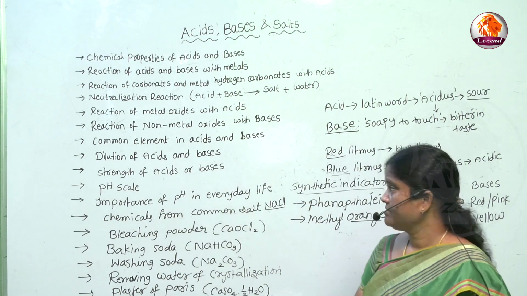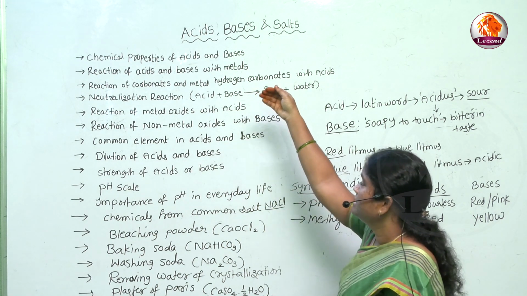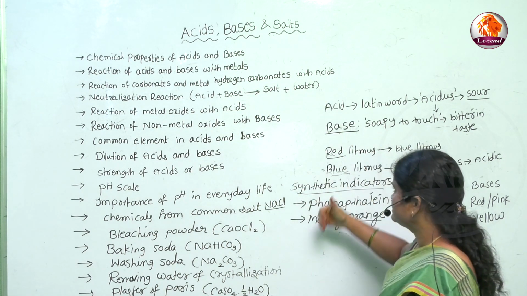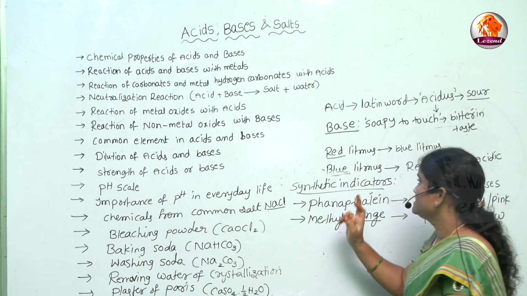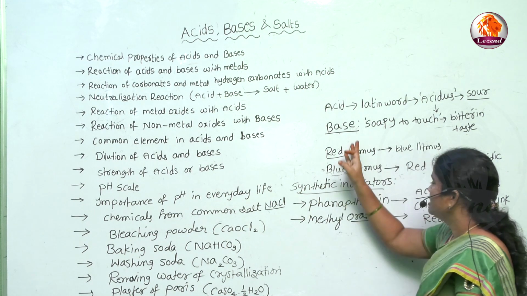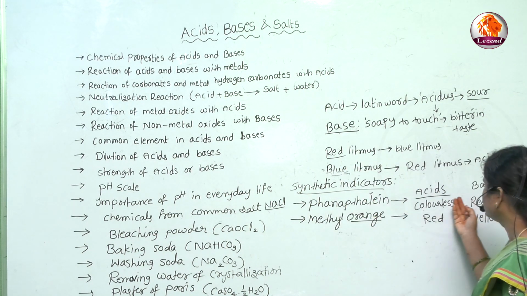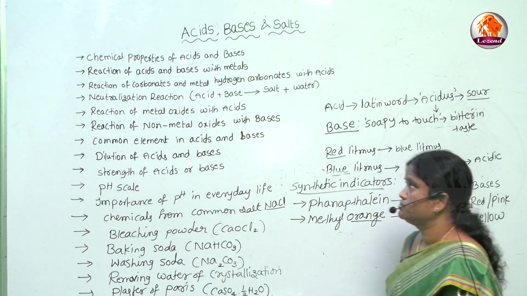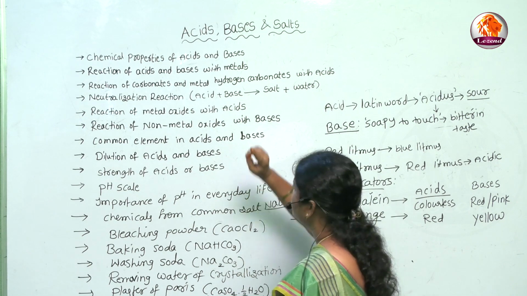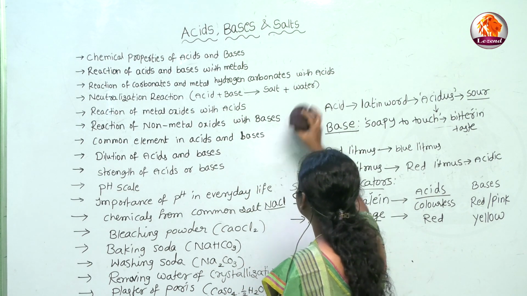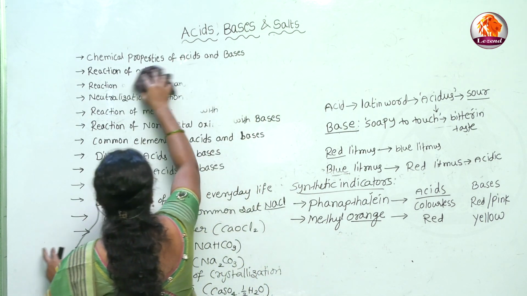Now we have to know about acid. What do you mean by acid, and what does it contain, the colors with litmus and with synthetic indicators also. And bases, how we define the base, which litmus it changes color, and the colors with synthetic indicators also. So now we have to learn about chemical properties of acids and bases, our first topic in acids, bases and salts.